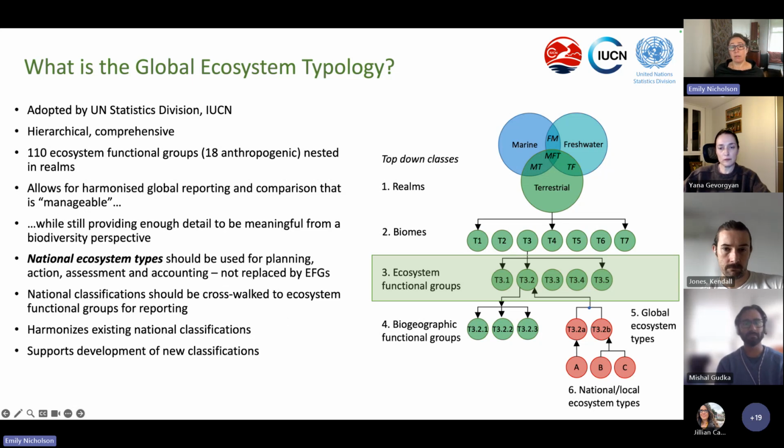But the typology allows us harmonisation of existing national classifications so that we can compare between countries. And it's also been used to develop new ecosystem classifications. For example, in Myanmar, where it provided the conceptual structure to work with experts to identify, classify and map the ecosystems that are recognised locally.